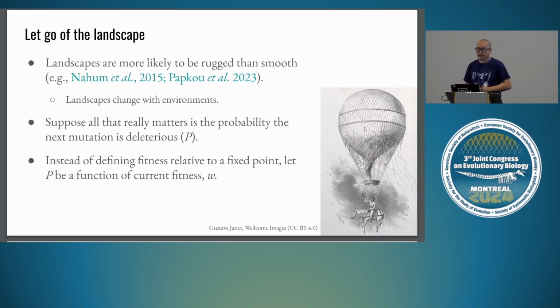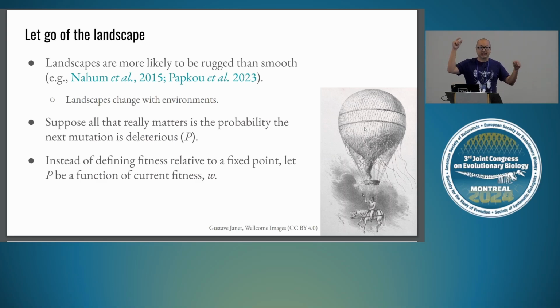Okay, so what I'm going to propose is that we just forget about landscapes for now. The reason is that landscapes are rugged. We're pretty sure that they're rugged with respect to genotype. They change with the environment. There's lots of peaks. They're high dimensional. We are just terrible at visualizing high dimensional fitness landscapes. So how about let's forget about it?